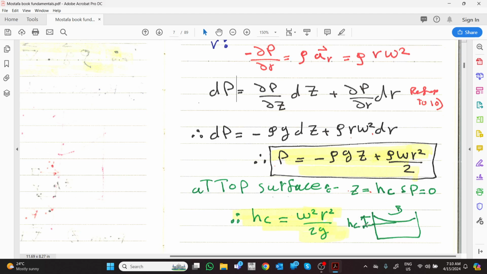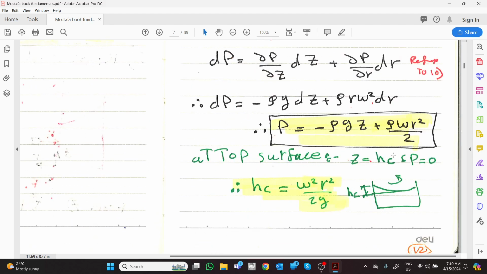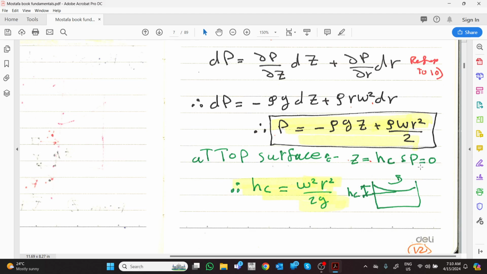If I want to know what is the h when this rotates from this point to this point, how much the rise of the water is, it is very simple. Divide the full term by rho g, so it becomes h, which is equal to, we know at h the pressure is equal to 0, atmosphere, so pressure equals 0, equal to this term, z is h. Put it another way, divide by rho g: omega square r square over 2 g.